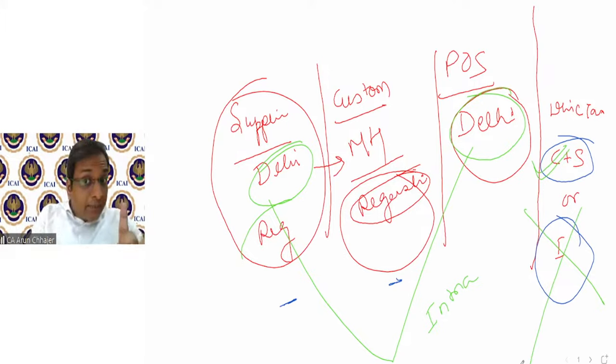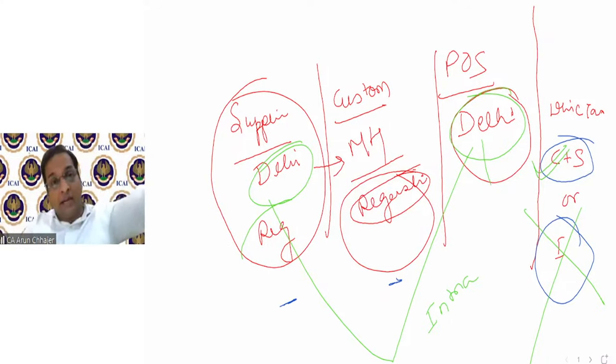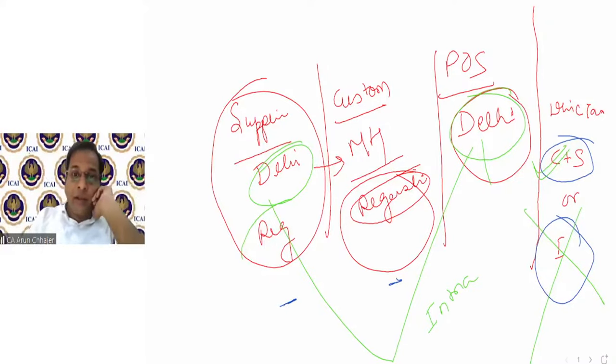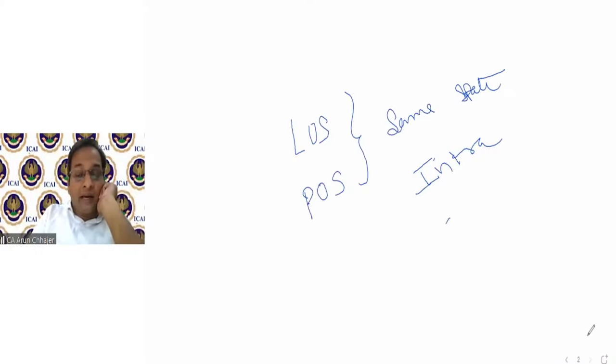You must determine the place of supply according to the respective provision of the GST, not according to your logical mind. Might be your logical mind says that the goods are being delivered at this location, so the place of supply would be this location. Might be you are saying that the service has been rendered at Maharashtra, so the place of supply would be Maharashtra. Not necessary. You have to apply the place of supply provision.